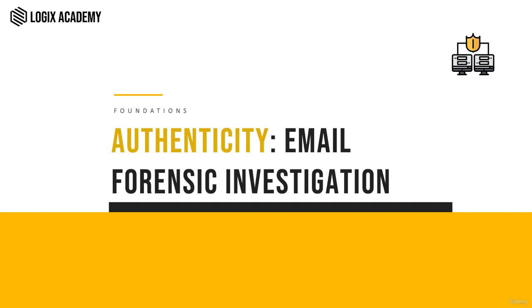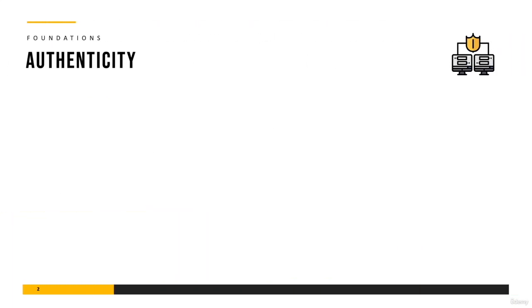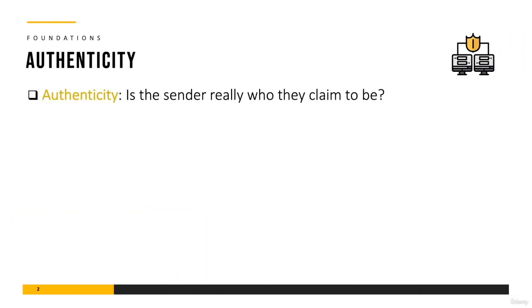In this lecture, we're going to discuss an interesting thing, which is email forensic investigation. And this is with regards to a new concept, which is called authenticity. Now, we have already discussed CIA: confidentiality, integrity, and availability. There's a fourth aspect also, which is also very interesting with regards to cybersecurity, and it is authenticity. Okay. Let's see what authenticity actually is.